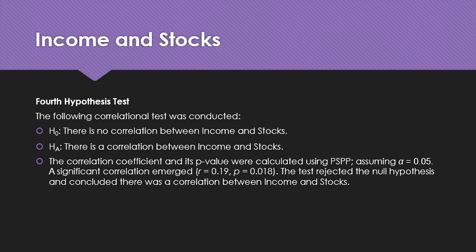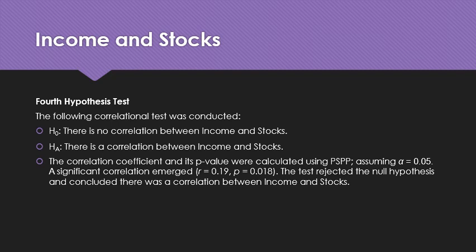Our fourth hypothesis test, income and stocks. The following correlation test was conducted. The null hypothesis is there is no correlation between income and stocks. The alternate hypothesis is there is a correlation between income and stocks.